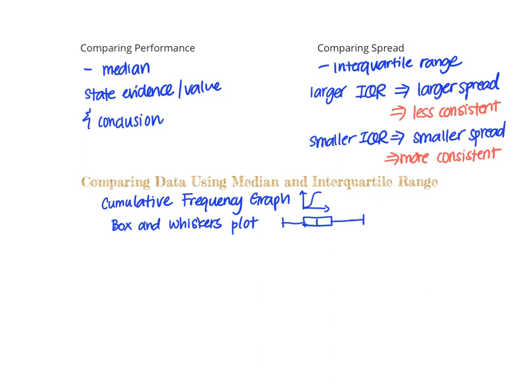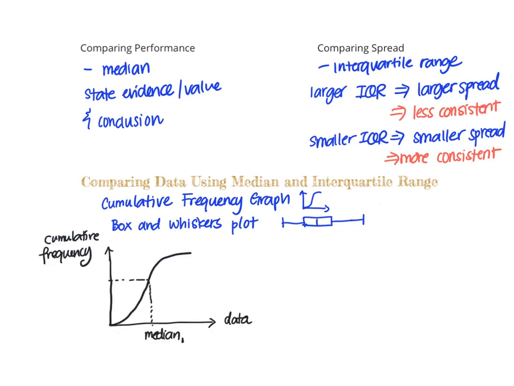Up next, let us look at some of the effects of median and interquartile range on the shape of the cumulative frequency graph. Let us consider the following cumulative frequency curve. Let's say this cumulative frequency curve has this median. What will happen to the cumulative frequency curve if they have a larger median?